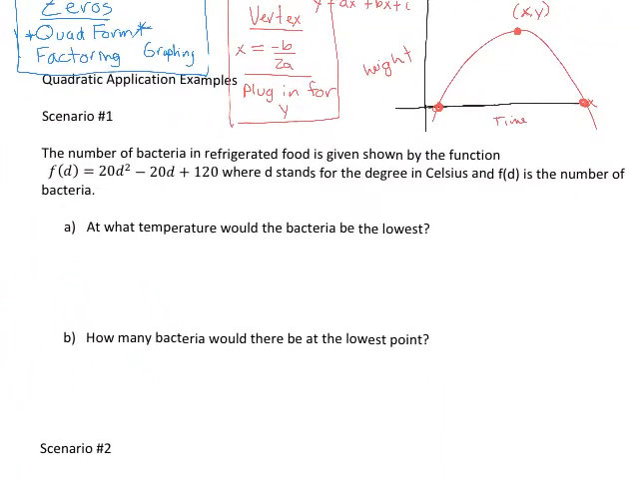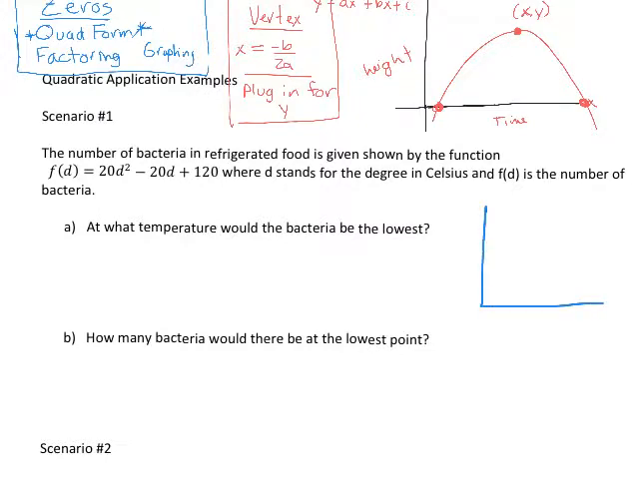Scenario 1 says the number of bacteria in refrigerated food is shown by the function f of d equals 20d squared minus 20d plus 120, where d stands for the degree in Celsius, and f of d, which is our output, is the number of bacteria. Okay, so let's just draw ourselves a quick picture.